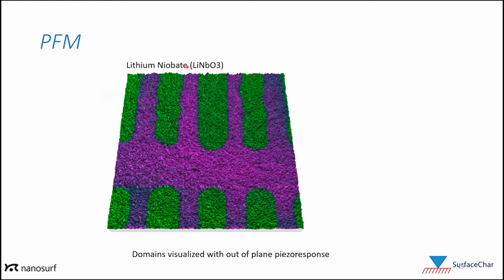This is an image of lithium niobate. It's a common piezo material which has domains spaced apart by approximately 10 microns. What we've done here is overlay the piezo response onto the topography. With the topography alone, between these purple and green domains, there isn't a whole lot of variation. The topography is not able to differentiate these domains. But the out-of-plane piezo response very easily visualizes the different domains in this material.